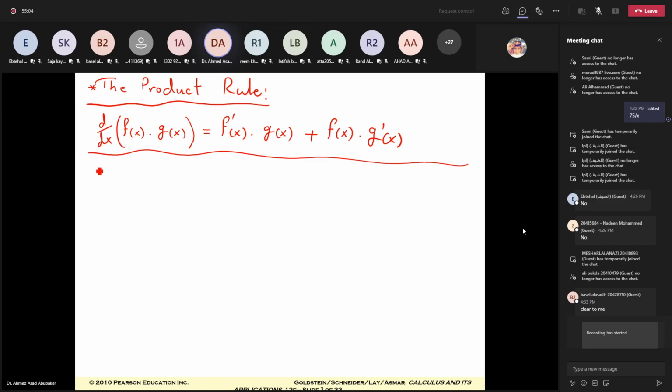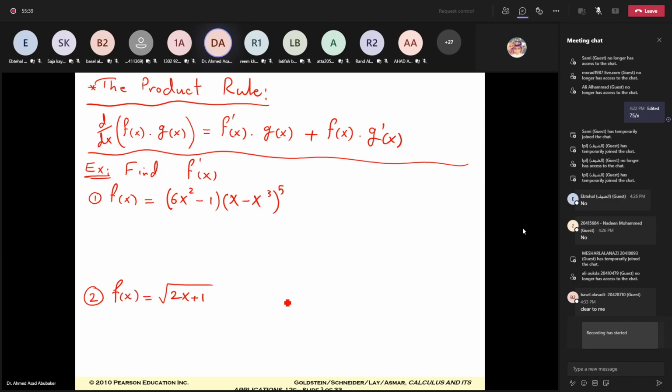Example about this rule: find f prime of x. Number 1, f of x equals 6x squared minus 1 and x minus x to the power 3, all to the power 5. Number 2, f of x equals radical 2x plus 1 multiplied by 9x squared minus 5x.